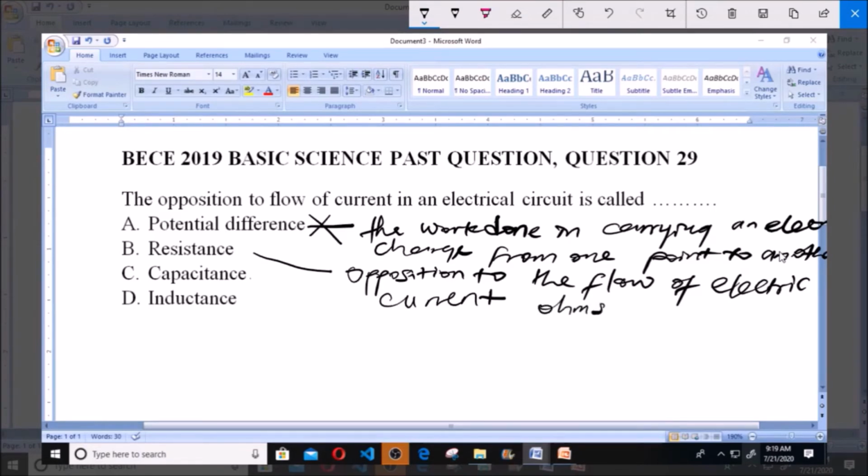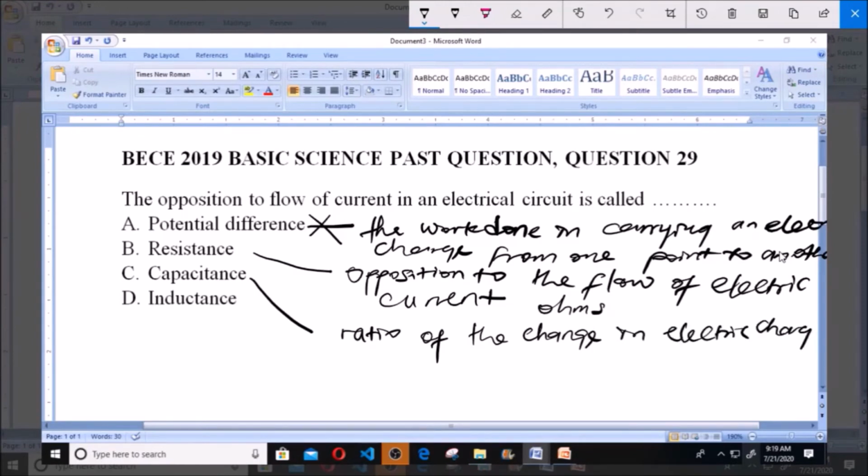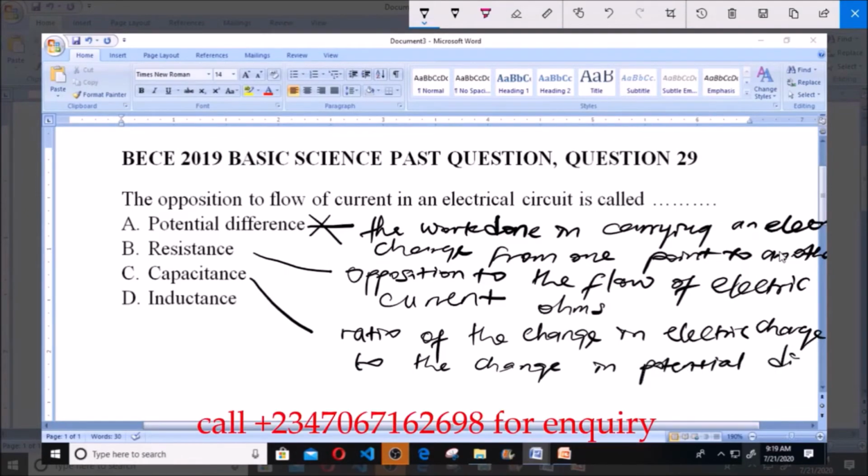Now C says capacitance. Capacitance simply means the ratio of the change in electric charge to the change in potential difference. That's capacitance. And inductance here is just an effect.